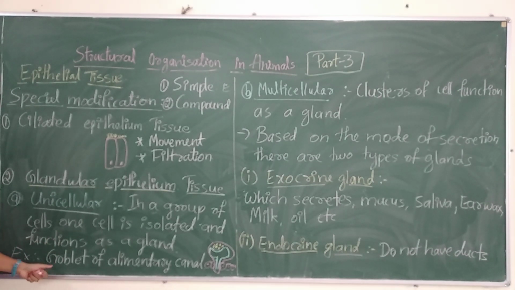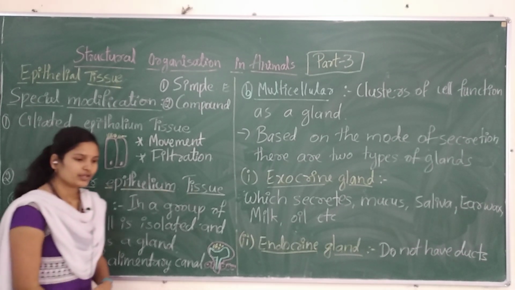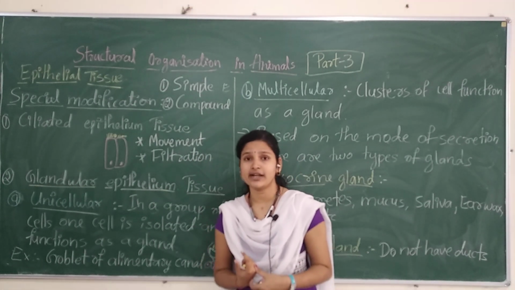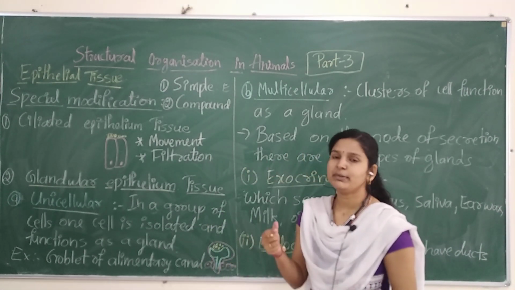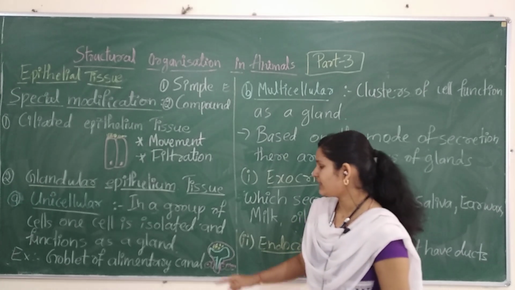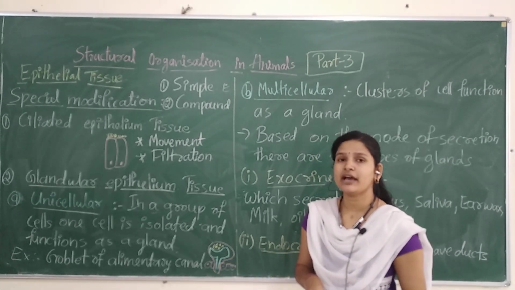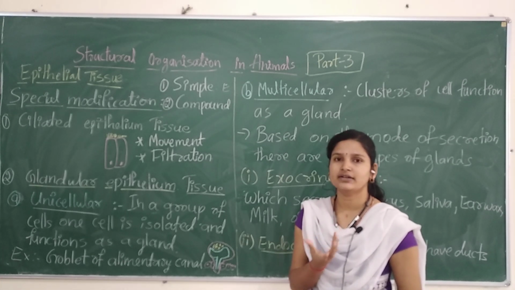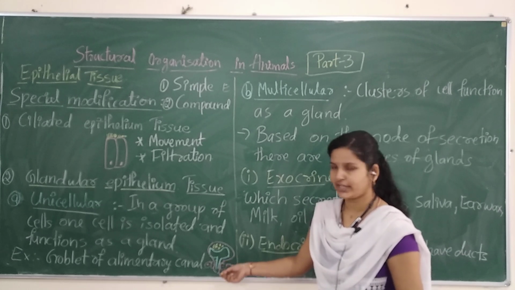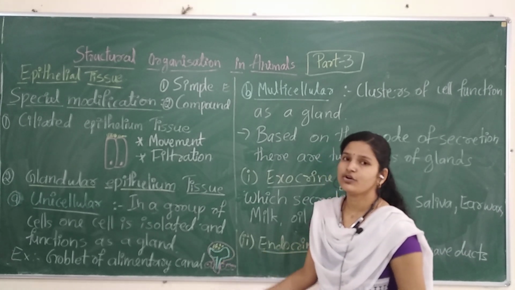For example, goblet cells. These are the cells which are present in the alimentary canal. There will be a presence of epithelial tissue, and in that one cell will have a goblet-like structure. It will look like a goblet shape, so we call it a goblet cell.